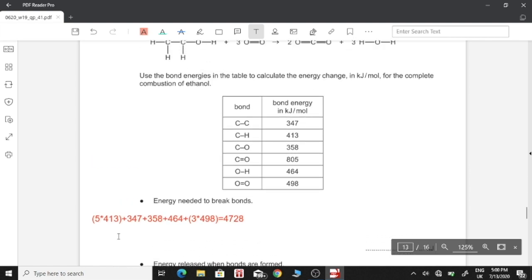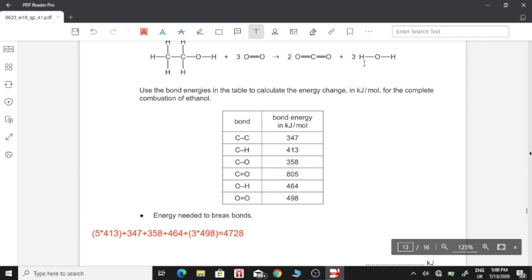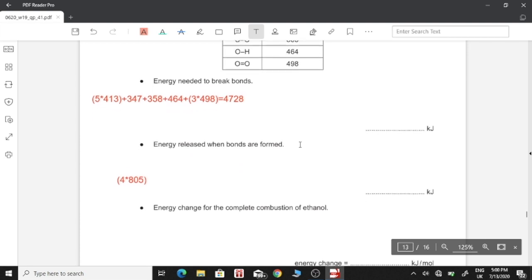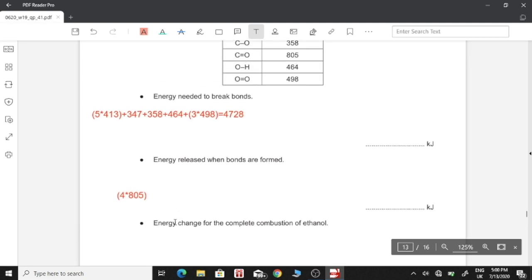And then in a single water molecule we have 2 bonds between hydrogen and oxygen, but since we have 3 molecules of water, we now have 6 bonds between hydrogen and oxygen. So we multiply 6 with 464, which is the bond energy. So 6 into 464. And now the sum of all this is 6004.